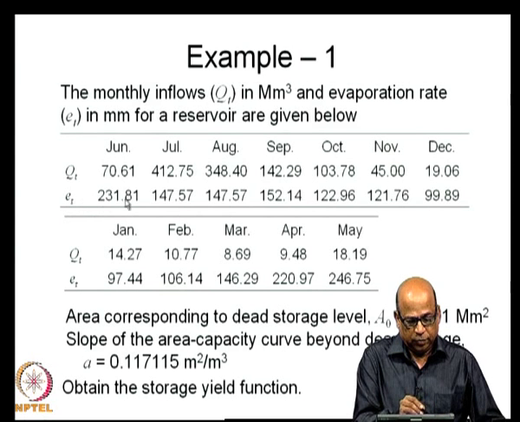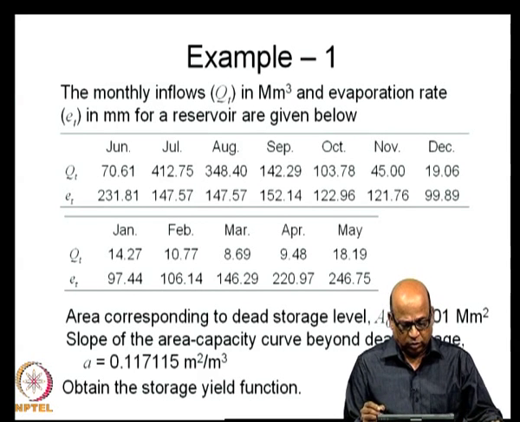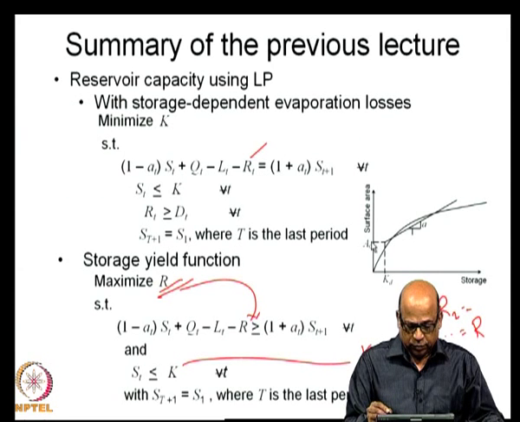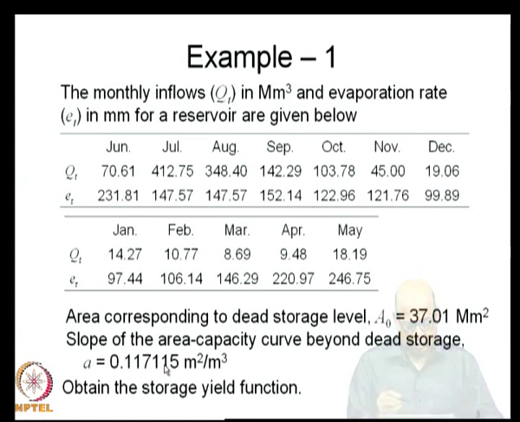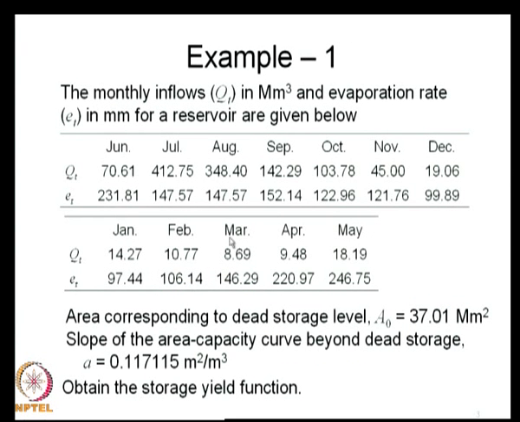E t is in millimeters and flows are in million cubic meters. This is the same data that I have used earlier. So, this is the data, and then we have the area capacity relationship. A naught is given, this is the constant, and the slope A is given, which is 0.117115. Remember, A has units, it is not a unitless quantity, because we are talking about the slope of the area capacity or area storage relationship. Now, for this data, we will obtain the storage yield function. We will use linear programming for this purpose.